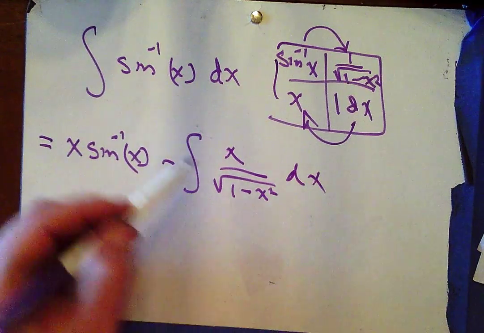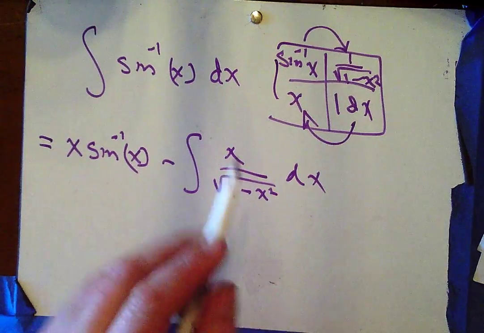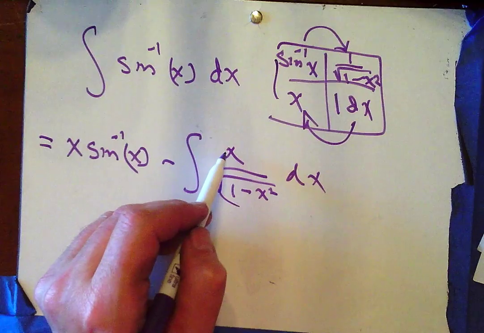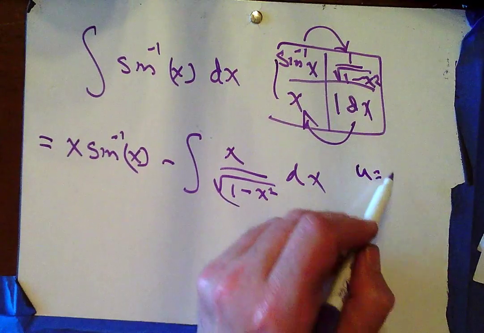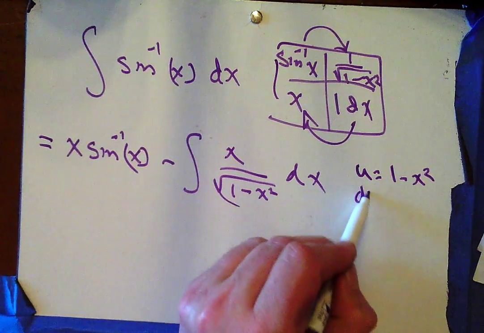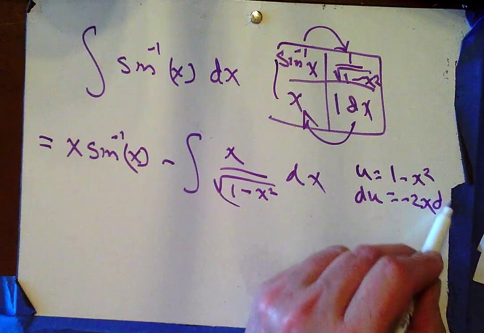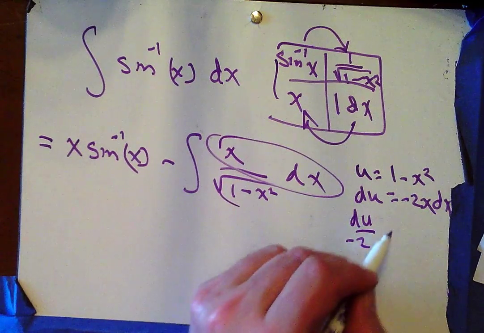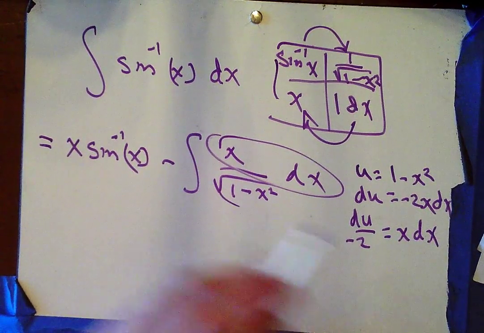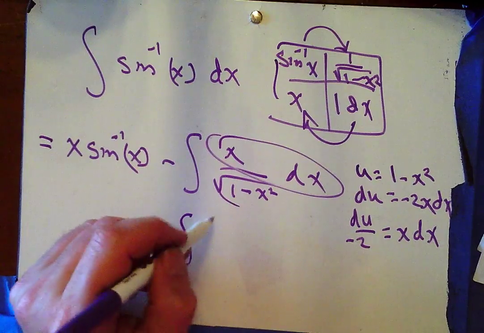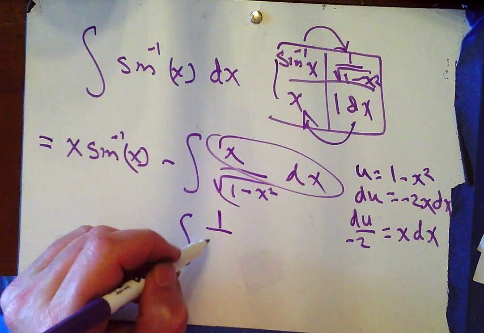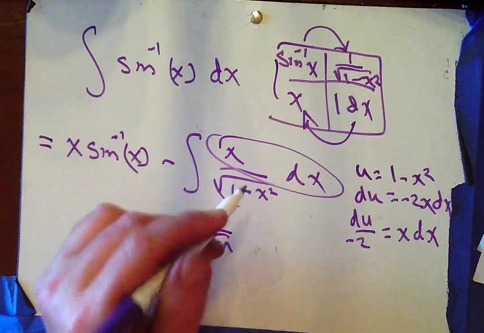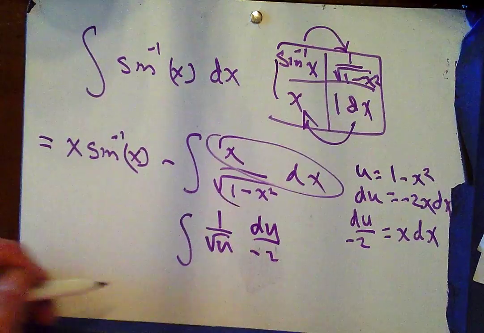Now, this is definitely a u sub. Look, I see the derivative of this function partially here. So if u equals 1 minus x squared, du equals negative 2x dx. I have an x dx, so du over negative 2 is x dx, which means this can become 1 over square root of u, du over negative 2.